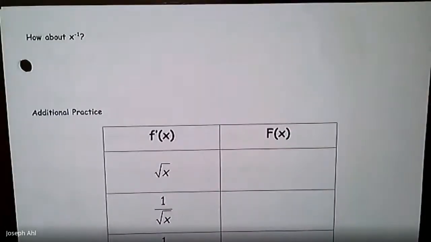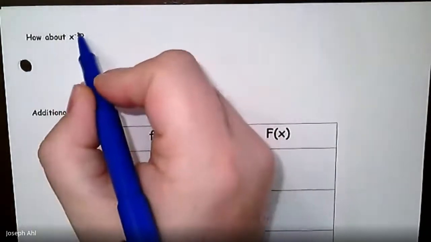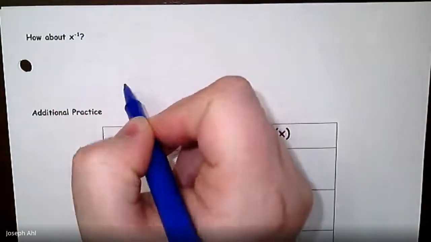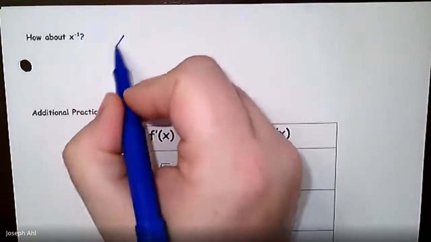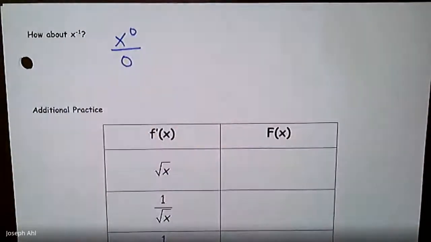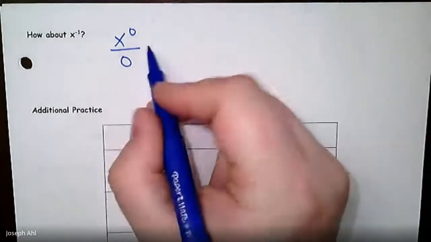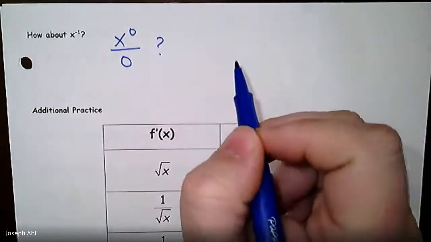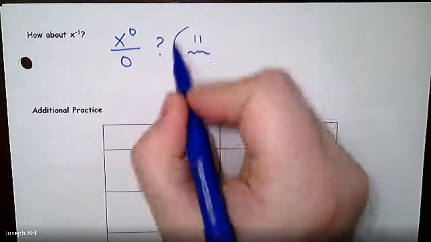All right. What about x to the negative first? That wasn't in our original list. So if we use the anti-power rule, what would happen? Well, I would up the power by 1 and then divide by that new exponent. So if I up this by 1, we're now at x to the 0 over 0. X to the 0 over 0? Ooh. I have no idea what that means.